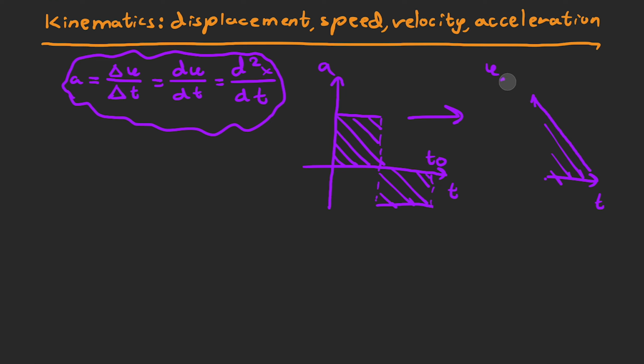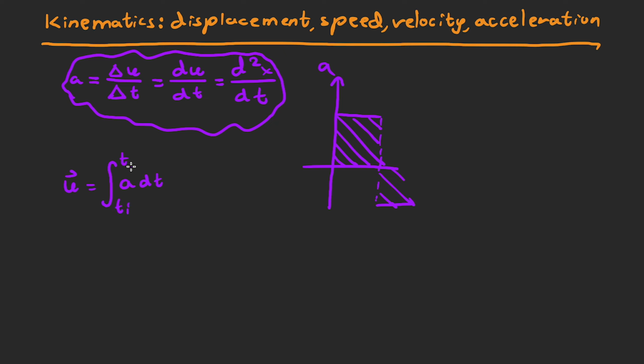I'm not even going to show you the notation of this, or you know what, let me just show you. The integral notation is something like this. We can showcase velocity as the integral of acceleration with respect to time. That's it. This is the starting time. This is the ending time.